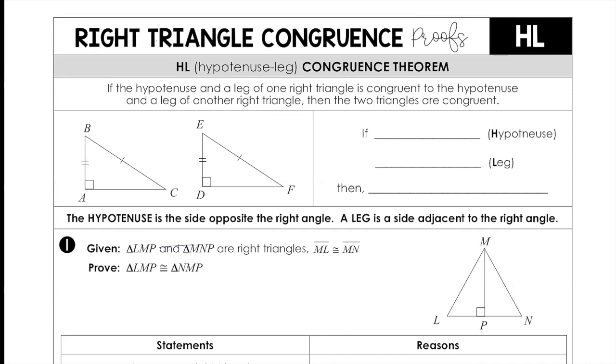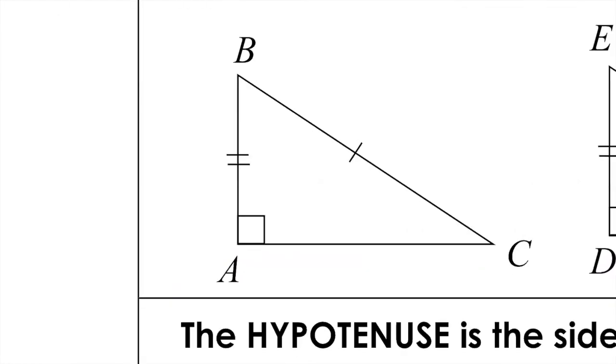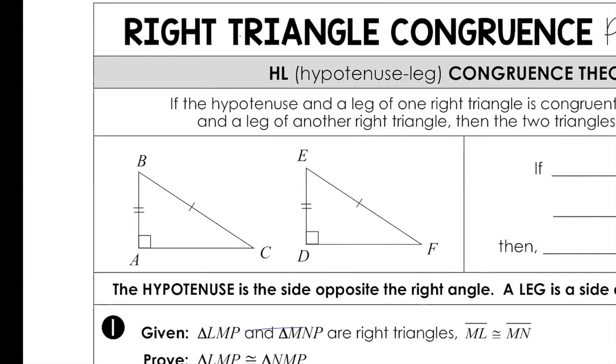Because what's the theorem I told y'all doesn't prove congruence? Donkey theorem. Donkey theorem. Angle side side does not prove congruence. But look at this. Angle side side. So hypotenuse leg only exists in right triangles.